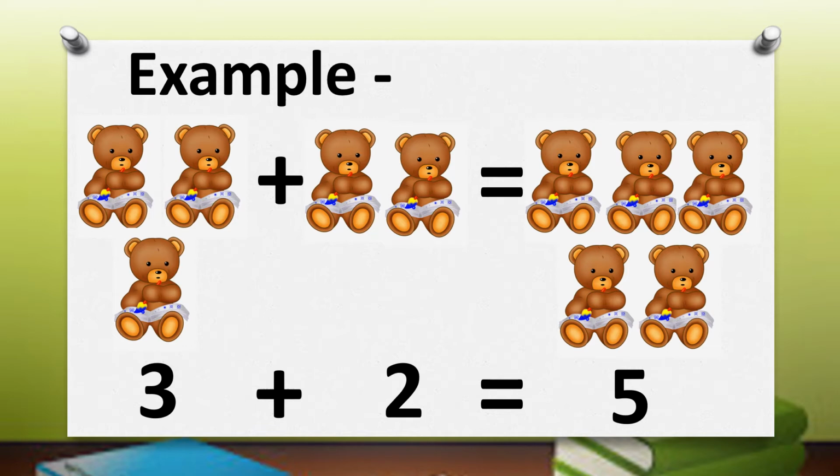Now children, if you see the answer, it is number 5. And the number 5 is greater than both the numbers that we added. So 5 is greater than number 3. Therefore, the answer that we get here on adding is greater than the numbers that we added.